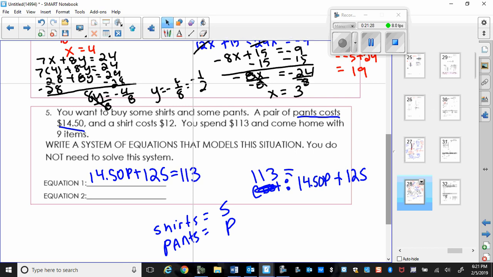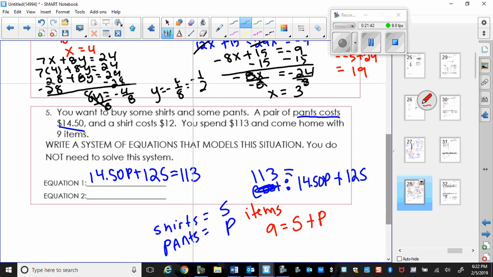Now, my second statement is talking about the items I bought. It says I bought 9 items. So what did I buy 9 of? I bought shirts and I bought pants. So my second equation is shirts plus pants equals 9. Don't make it harder than that. Figure out the cost and figure out what they want you to add the total up to be. All right.